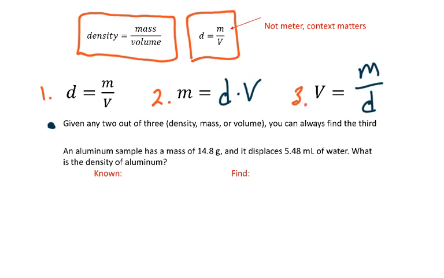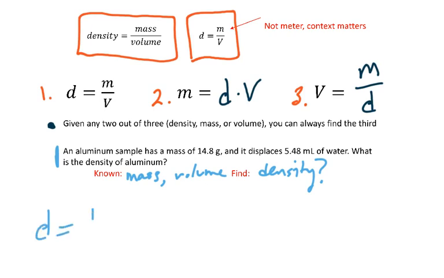So if we look at this first question right here, an aluminum sample has a mass 14.8 grams and it displaces 5.48 milliliters of water. What's the density of aluminum? This is how you might go about finding that experimentally. So which two variables are given or known? We know mass at 14.8 grams, and we know volume at 5.48 milliliters. And what's the density? Then that's what we are supposed to find. So D is the unknown.